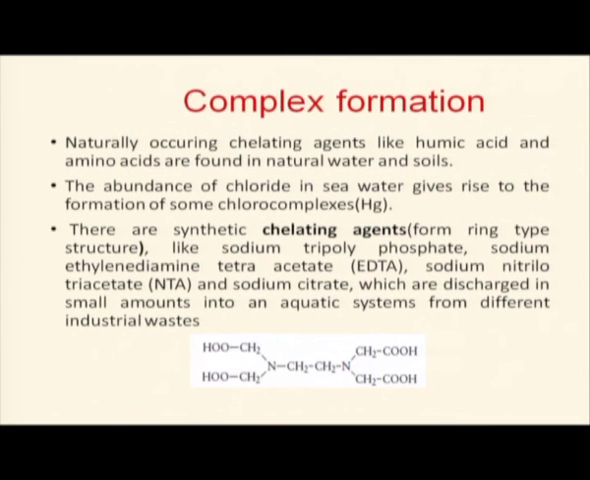Among naturally occurring chelating agents are humic acid and amino acids, found in natural water and soil, mostly coming from decomposition of vegetable matter. The abundance of chloride in seawater gives rise to the formation of the chlorocomplex tetrachloromercurate, mercury with four chloride ligands. This is one of the very important stable species of mercury in seawater. So, chelating ligand complex formation is a very important one.